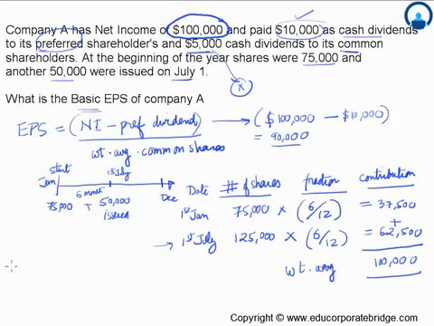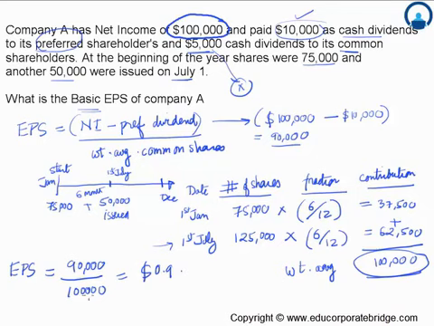Now let's calculate the basic EPS. EPS would be the numerator, which we have as 90,000, and the denominator. So the denominator would be weighted average common shares, that is 100,000. So this comes out to be $0.9 as an EPS.